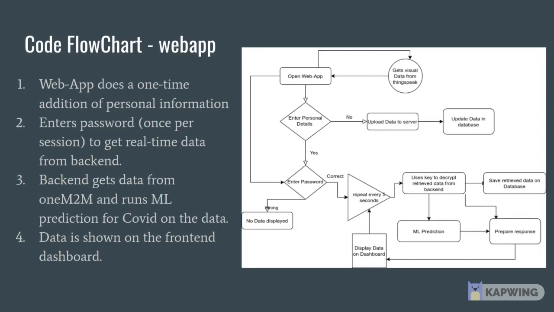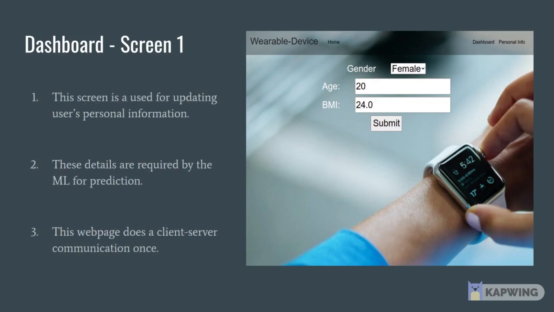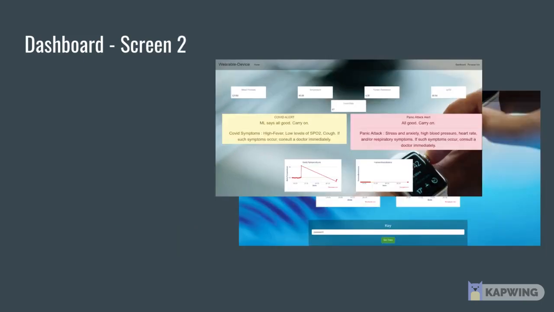We prepare a response using the data retrieved and the ML prediction done on the data, and we display that to the front-end dashboard. The dashboard has 2 sections. One is the personal info section, which can be seen here. This is used for updating users' personal information. The details are required for ML prediction, and the web page does client and server communication once.